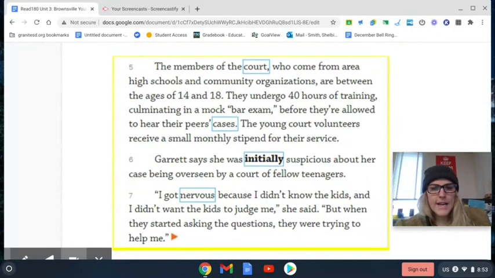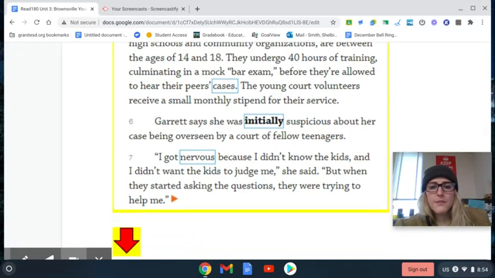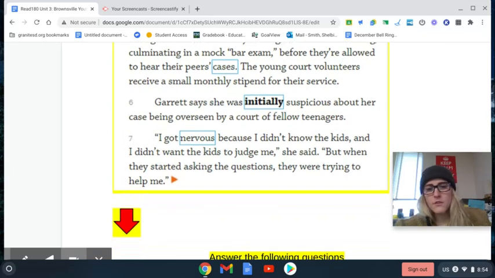Next paragraph, 5. The members of the court, who come from area high schools and community organizations, are between the ages of 14 and 18. They undergo 40 hours of training, culminating, or ending, in a mock bar exam. And a bar exam is what lawyers take after they finish school. So they have to put in 40 hours of training, and then they take an exam that shows that they know what they're doing before they are allowed to hear their peers' cases. The young court volunteers receive a small monthly stipend, or a small payment, for their service.